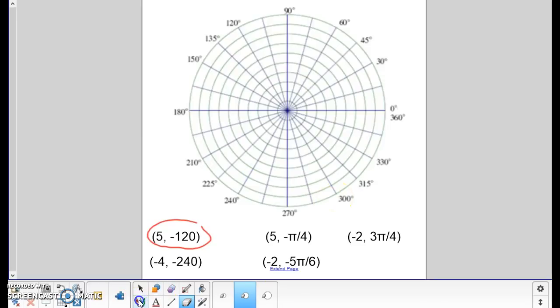So I'm going to go 1, 2, 3, 4, 5. Even though I want that to be red. 1, 2, 3, 4, 5. There we go.